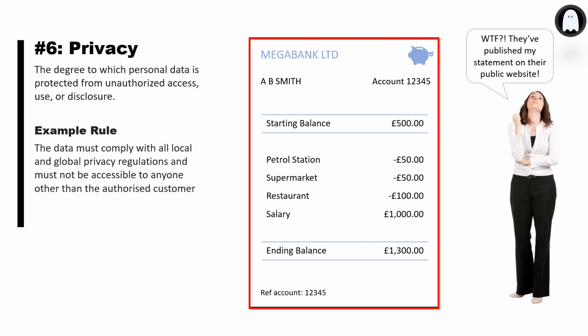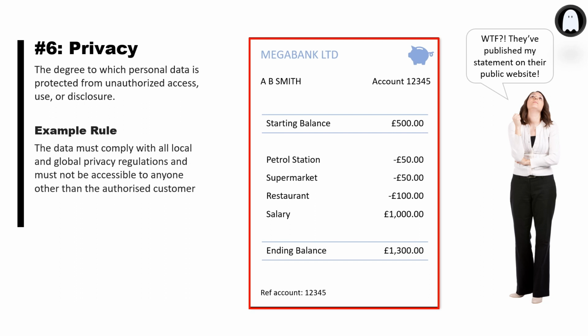There are local and global regulations regarding data privacy, such as GDPR, that must be taken into account when thinking about privacy. The rules here are straightforward. Access to the data must comply with all regulations and not be accessible to anybody except those people authorized to see it.